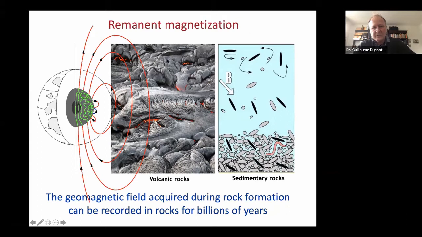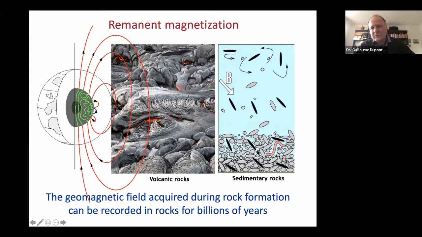And so when rocks form, they actually acquire the magnetic field. This is a picture of lava turning into basalts, and this is what happens at the bottom of the ocean in a spreading ridge. And so the field gets recorded by the minerals and by the rocks. So they kind of freeze. It's like a frozen compass.